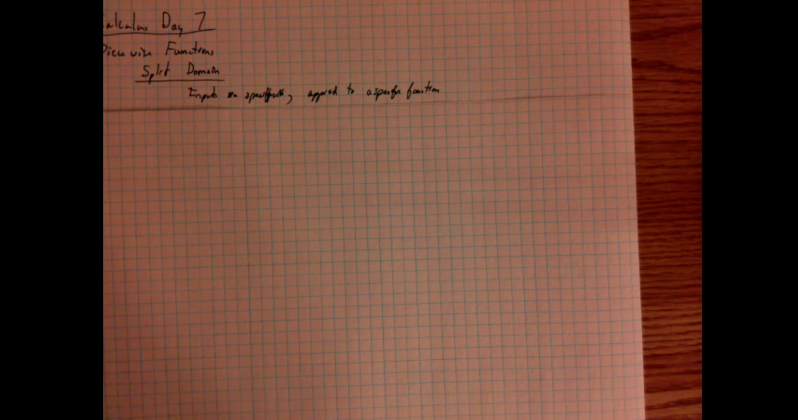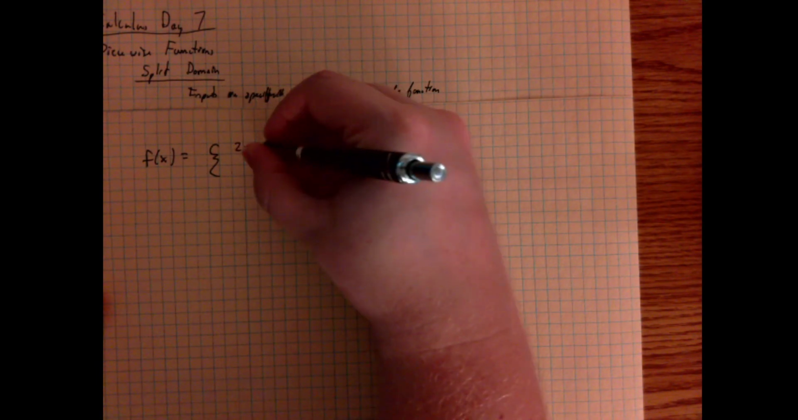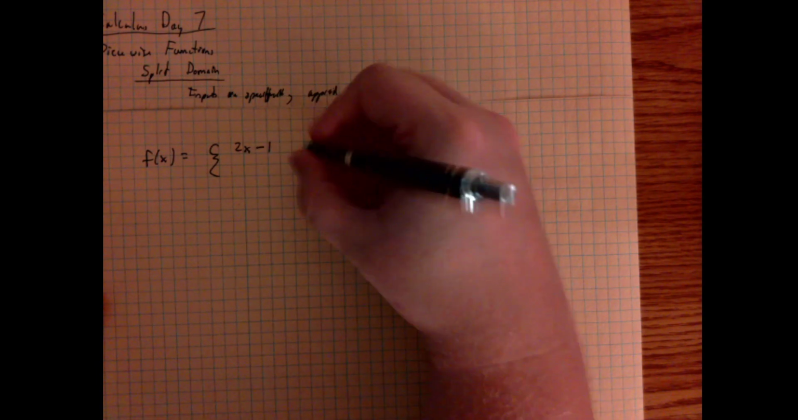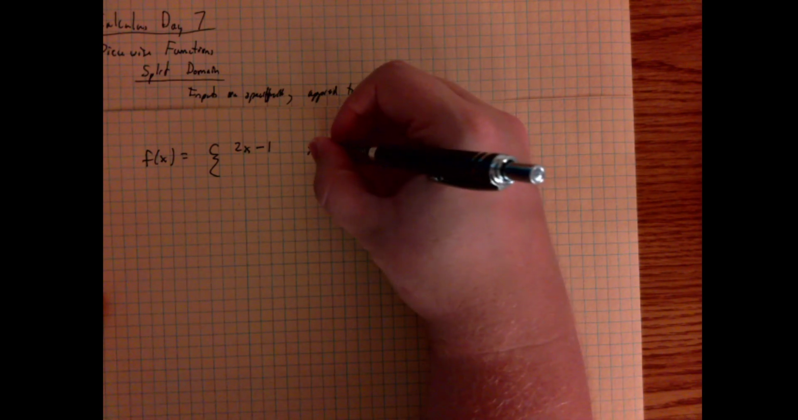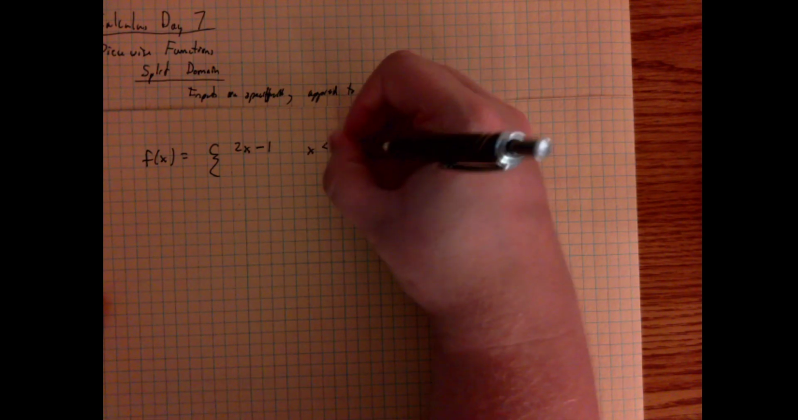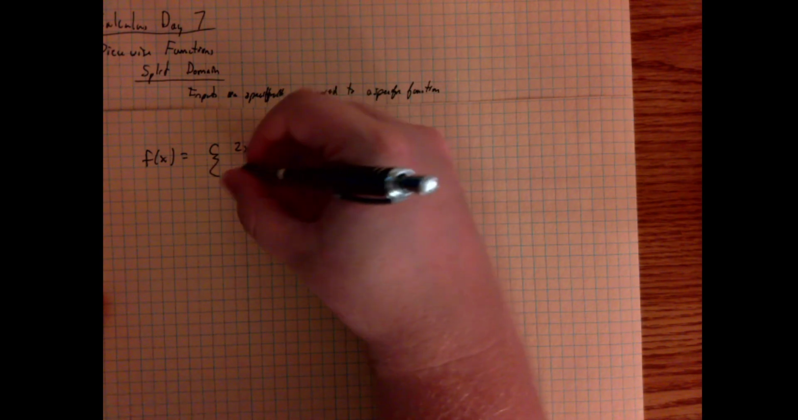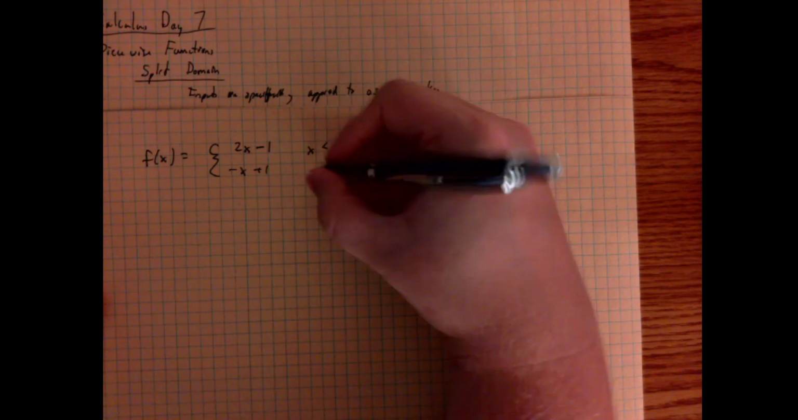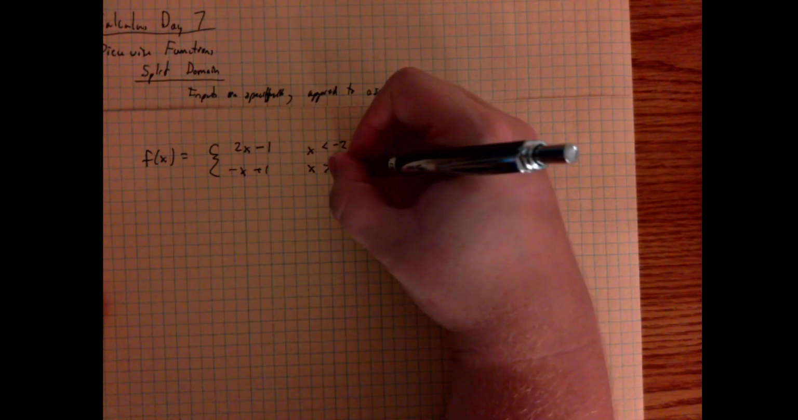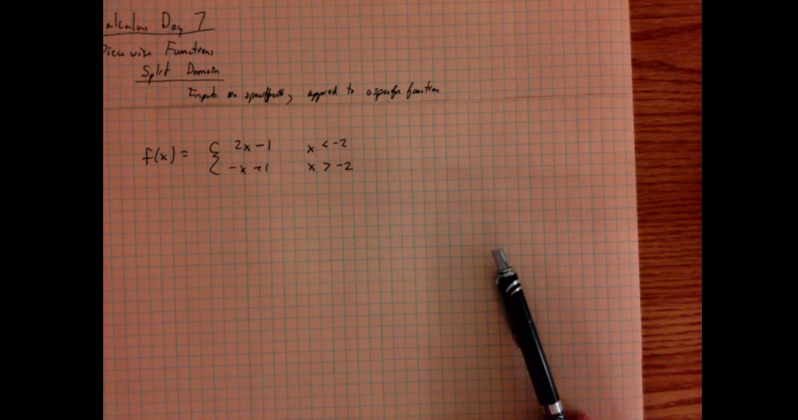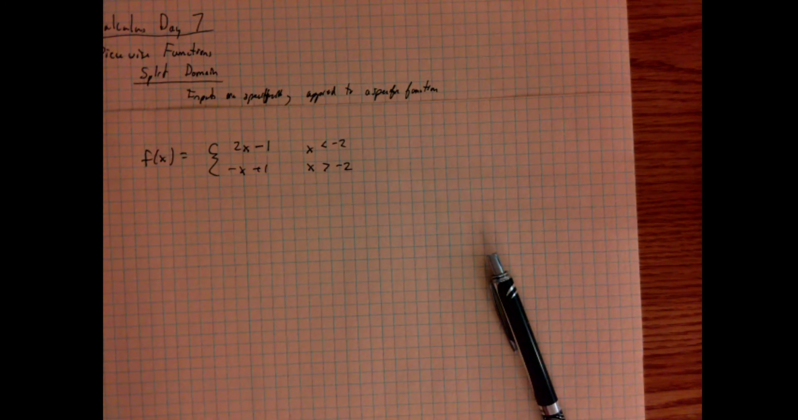Okay, let's look at the piecewise function. f of x equals 2x minus 1 when x is less than -2, and negative x plus 1 when x is greater than -2. Let's type this into Desmos together.